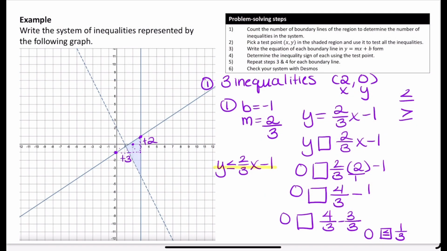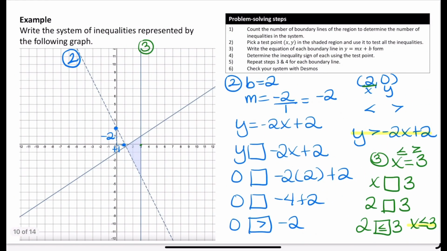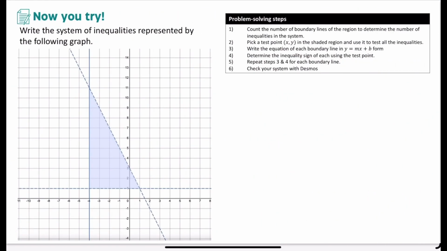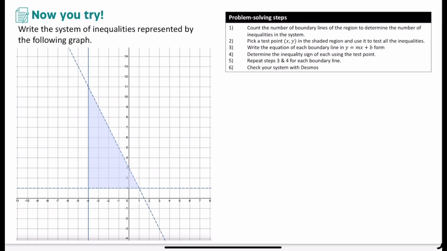So now that we've verified everything, let's go ahead and write our system all together. So we have y is less than or equal to 2/3 x minus 1. And we have y is greater than negative 2x plus 2. And x is less than or equal to 3. Okay, so that's our system of inequalities. So now you can go ahead and pause the video and try writing this system on your own.